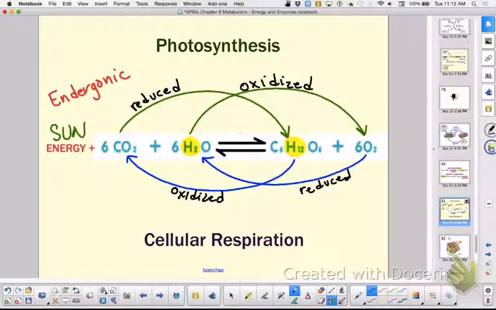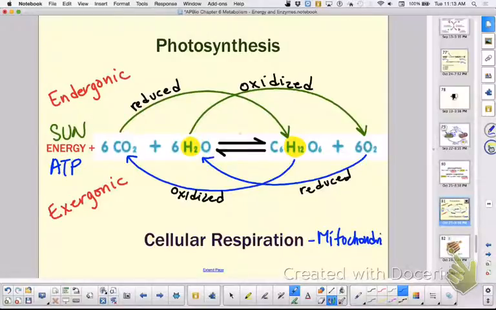Now, what is our end product when we do cellular respiration? Name it. ATP. Since we're getting it out as a product overall, what kind of reaction is this? Exergonic. Now where does cellular respiration occur? In the mitochondria. Yes, that's right. Where does photosynthesis occur? In the chloroplast.